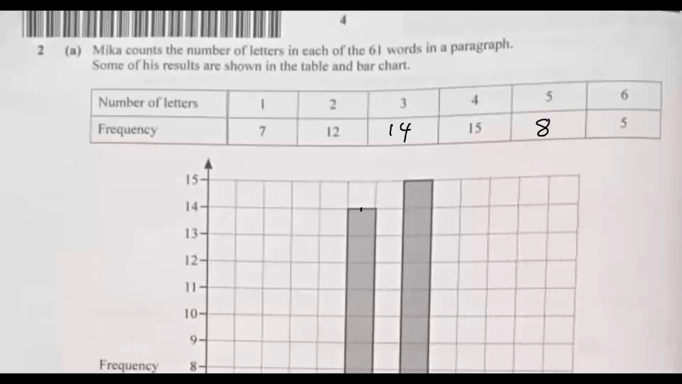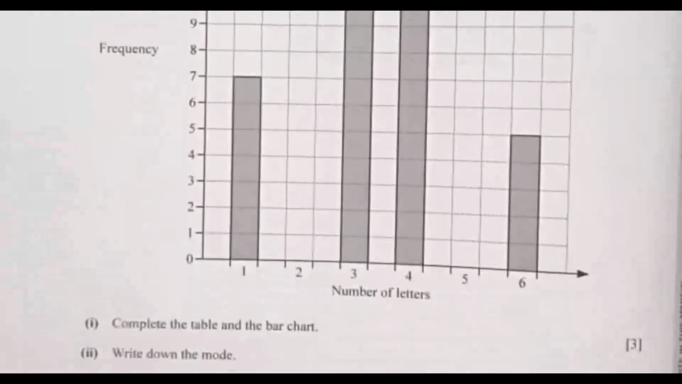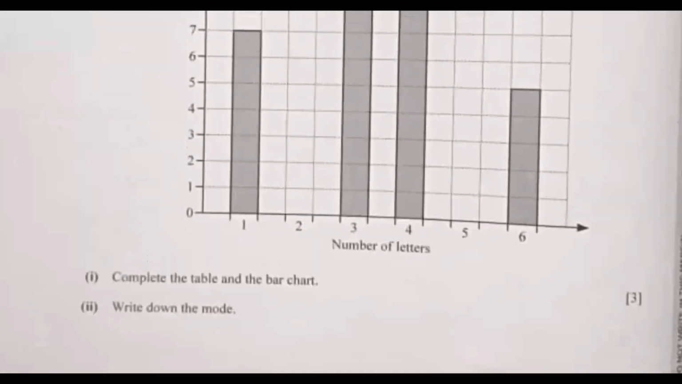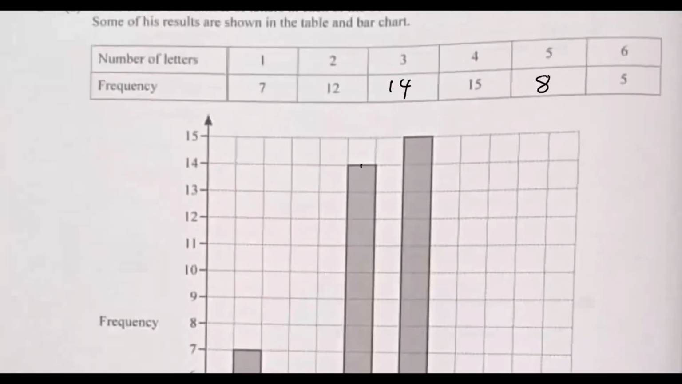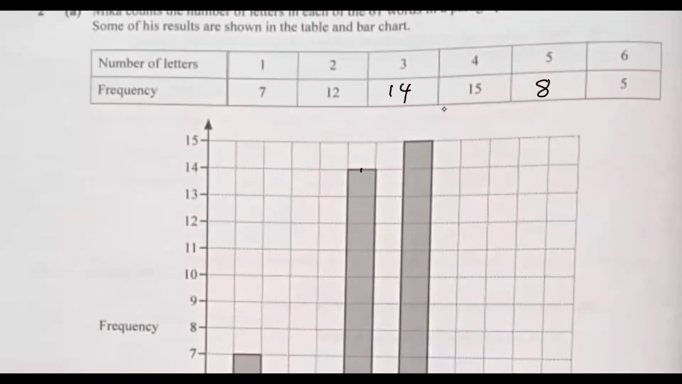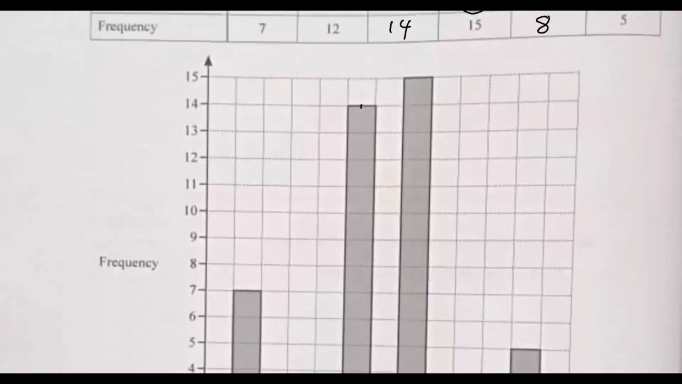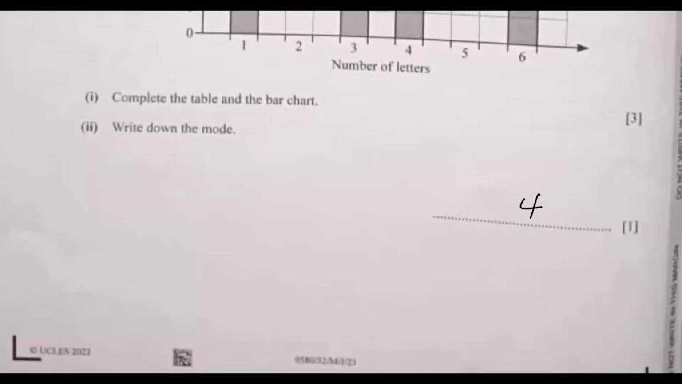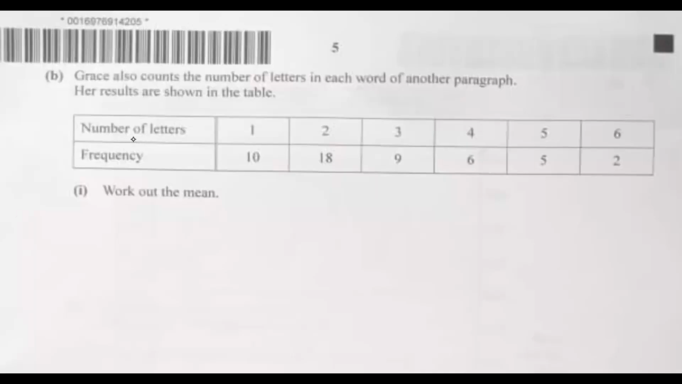So let's go to the B part. We are to write down the mode. The mode is the most occurrence, the highest occurrence. You see that 4 occurs 15 times. So that means the mode will be 4. So let's go to the next question, the B part.